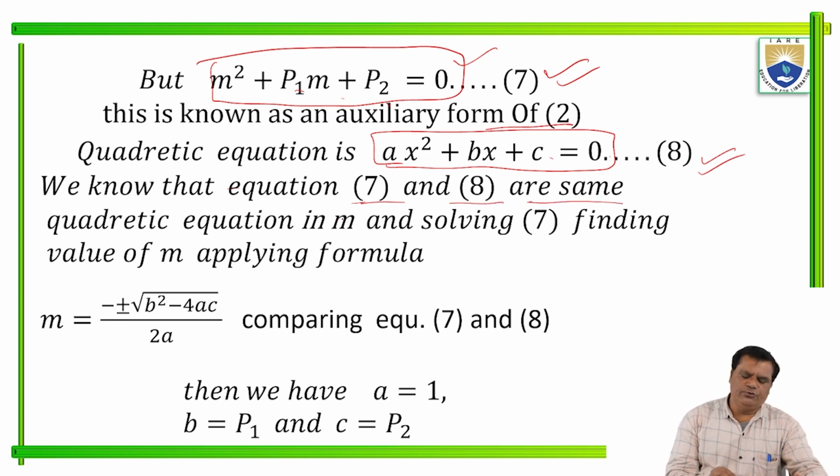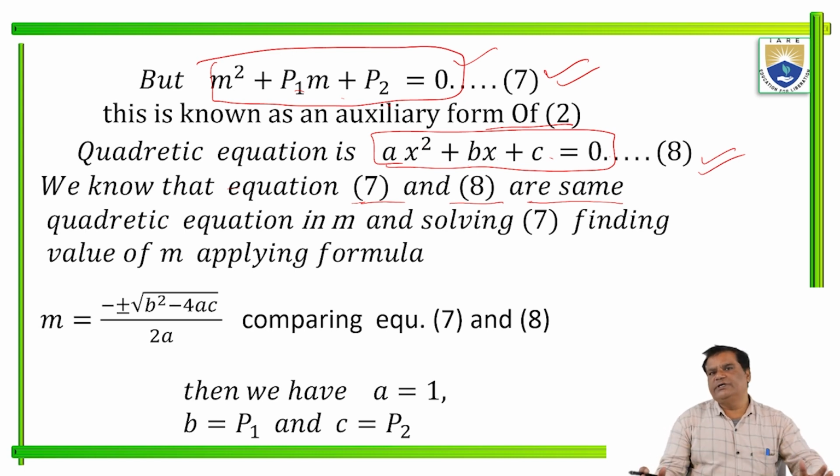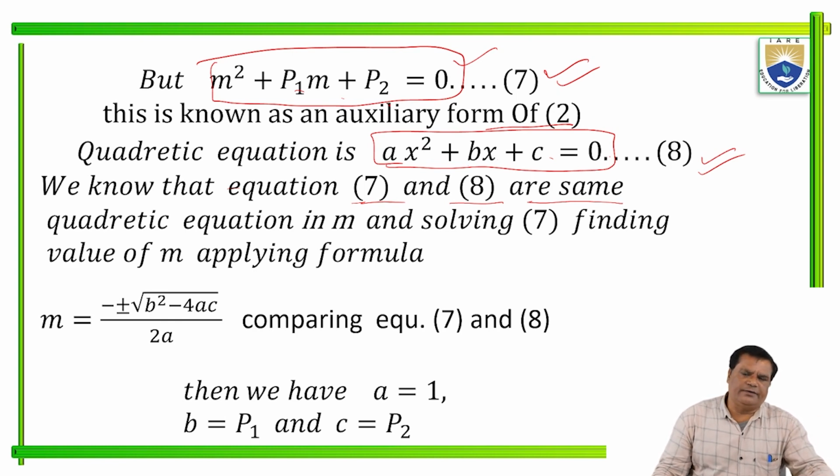So it is a quadratic equation in m, and solving 7, we find the value of m. Here we want to solve equation number 7. Equation 7 is a quadratic equation, so we apply the formula of the quadratic equation. We find the solution of 7, and the variable in 7 is m. So we find the value of m here. This is a quadratic equation, so the values of m are m1 and m2. Now which formula do we apply here?